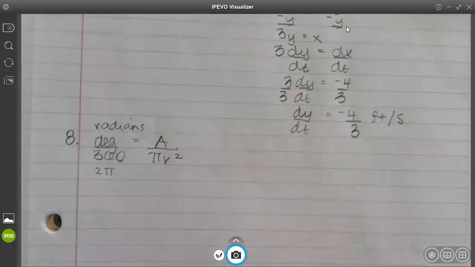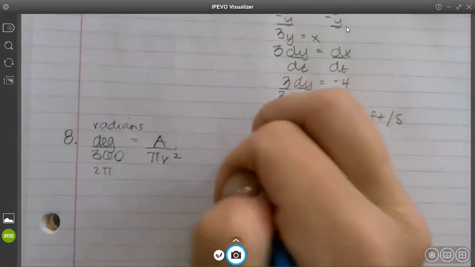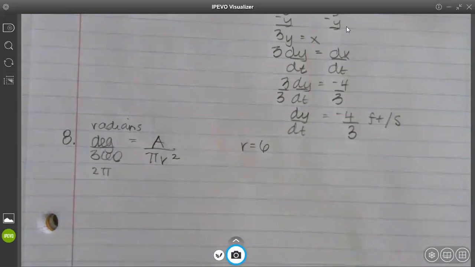Tell me what it says. The minute hand of a clock is 6 inches long. What does that tell you? The radius is 6. We'll just write this stuff down.